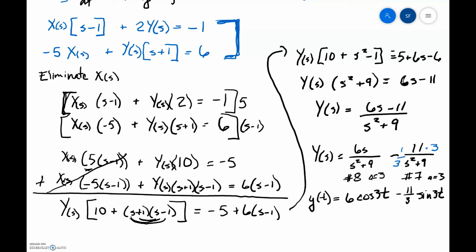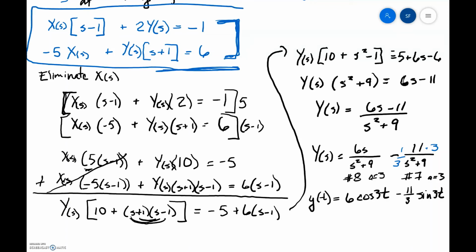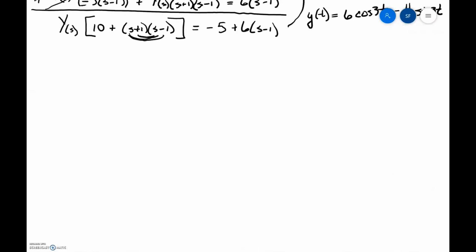Now we get to go back, and you can do substitution if you want to go back and substitute this in order to figure out what x is. I'm going to go ahead and do elimination again, so I'm going to go back to these equations, rewrite them, and eliminate y of s.